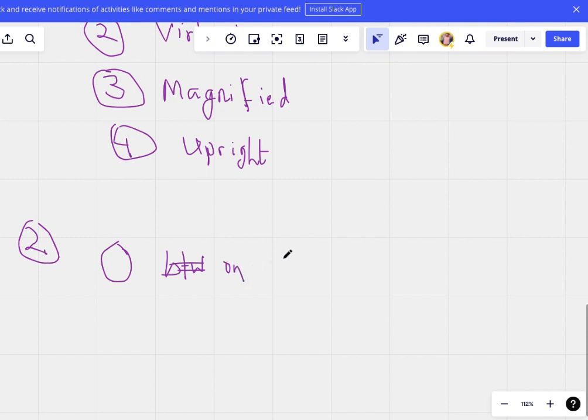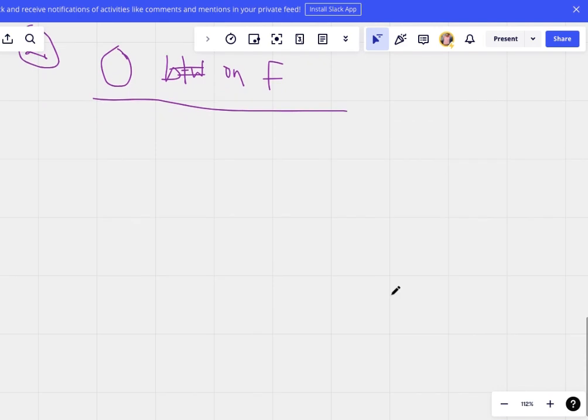What kind of image are you going to get if you put an object on the focal point of a lens? Let's say your camera, you put your hand on the lens. You will not get an image. When you put the object on the lens of your camera, you will not see an object.